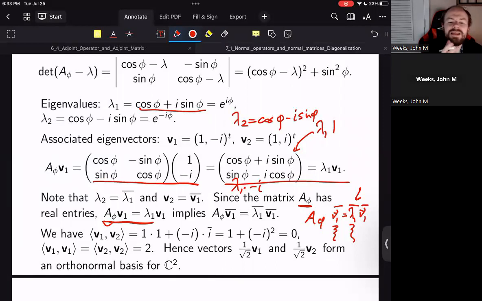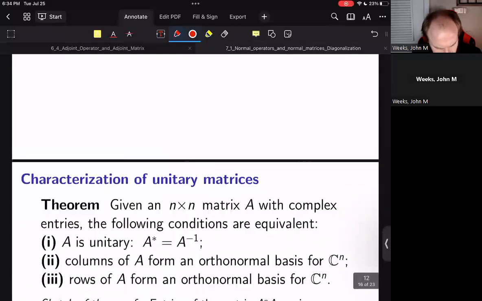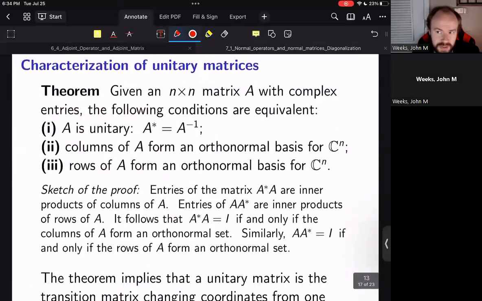So that's how we can use the fact that matrices have real entries to get us to that point faster. And so we could go through and calculate that if we would like. Each of these has a length of square root of 2. So if we multiply by 1 over square root of 2, then we get an orthonormal basis for C2 in that regard. So now let's talk about some unitary matrices.